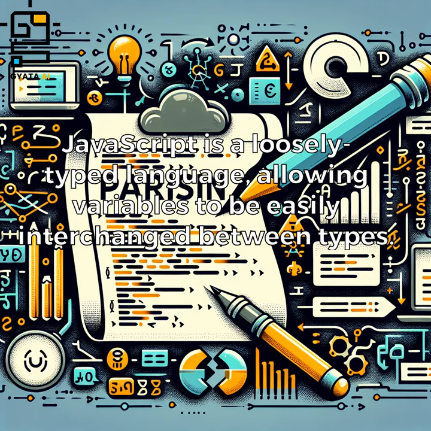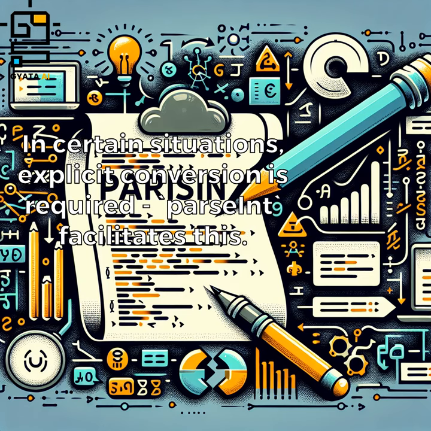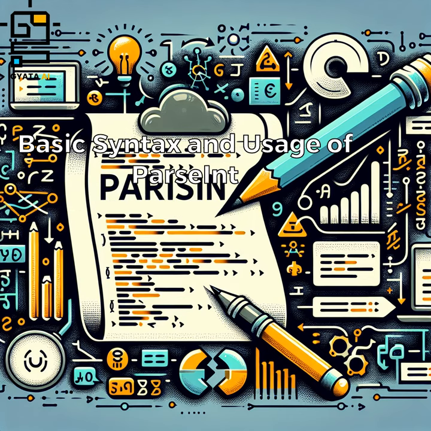JavaScript is a loosely typed language, allowing variables to be easily interchanged between types. In certain situations, explicit conversion is required. parseInt facilitates this. Basic syntax and usage of parseInt.